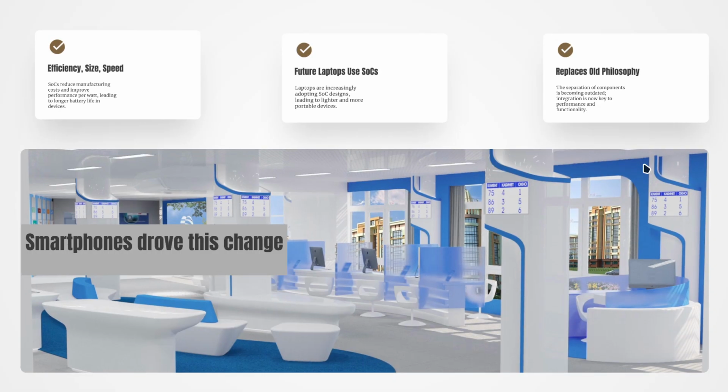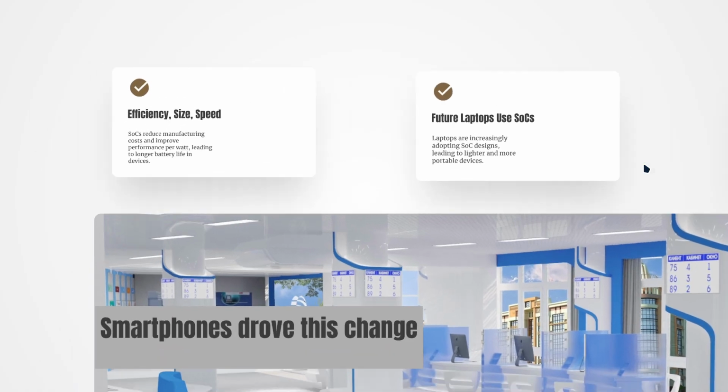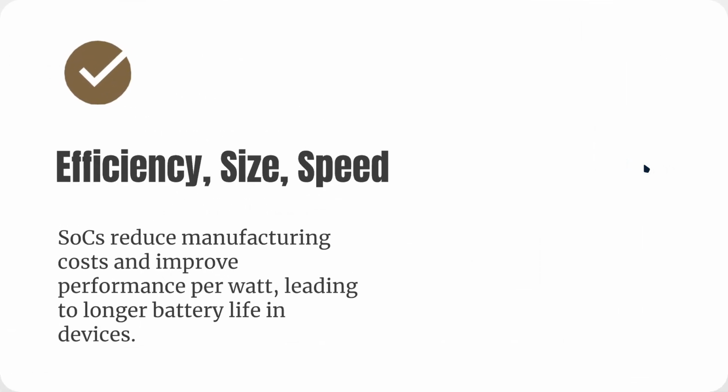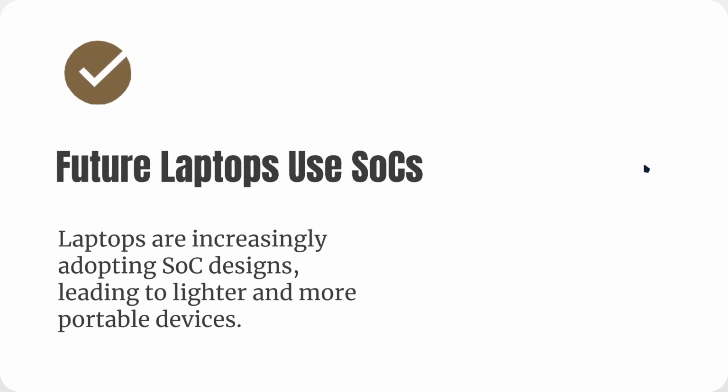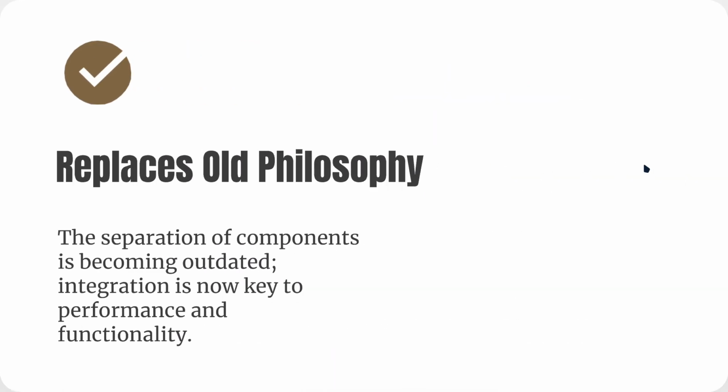So how did smartphones drive this change? Smartphones forced this evolution because they needed high performance for games, AI, and the camera, high efficiency for the battery, and of course a tiny space to fit inside our pockets, as I said earlier. And future laptops do use systems on chips, like the Apple M series, which already started moving in this direction. And of course, this replaced the old philosophy, which is the separation of components. It became outdated, so now integration is the key to performance and functionality.